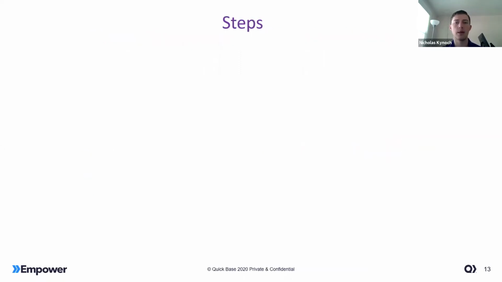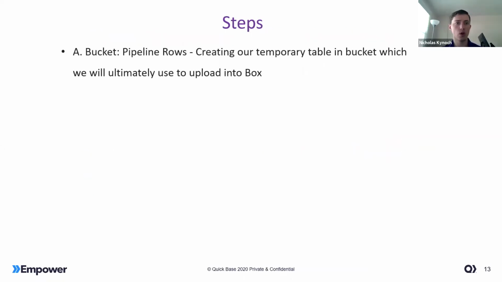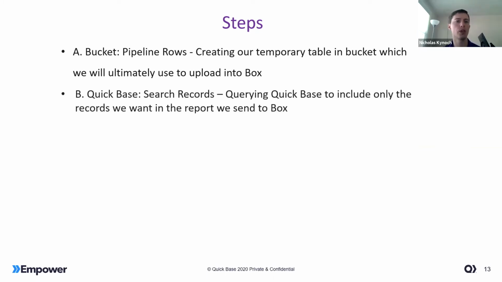Let's get into the steps. So our first step within this pipeline is with our bucket channel. So we are going to create a bucket, a step that is creating our pipeline rows. So this is really creating our temporary table in bucket, which we will ultimately use to upload into Box. We will then go into QuickBase and search records. We will find the ones that we really want to include into the report, and only the ones we want to include into the report.